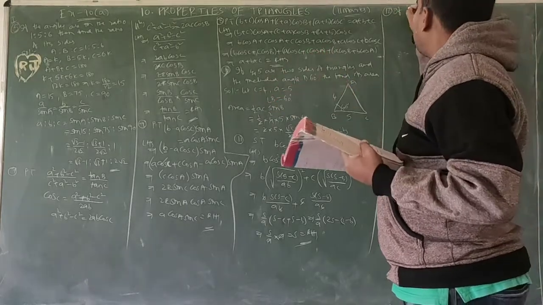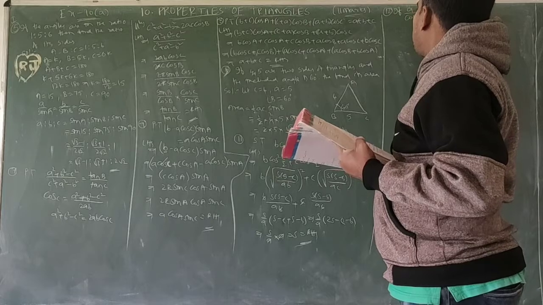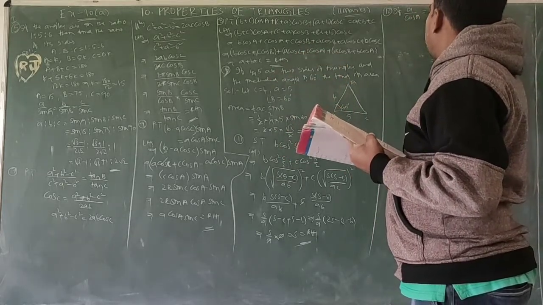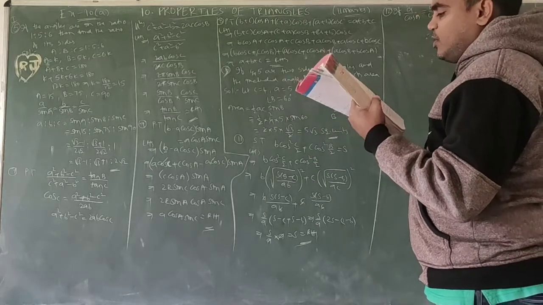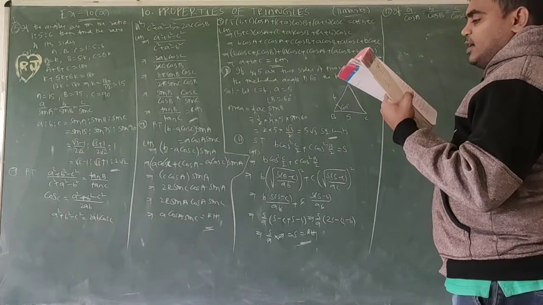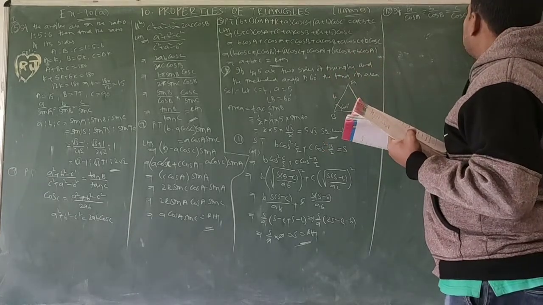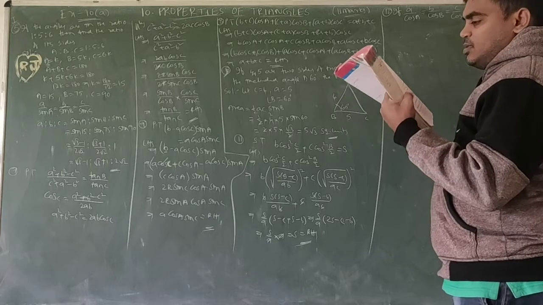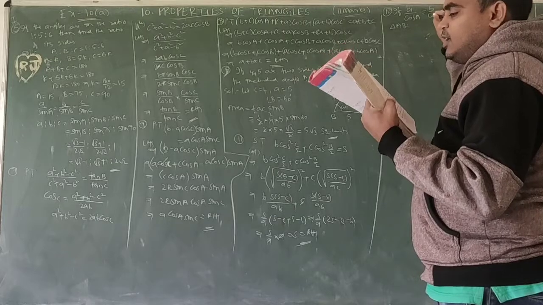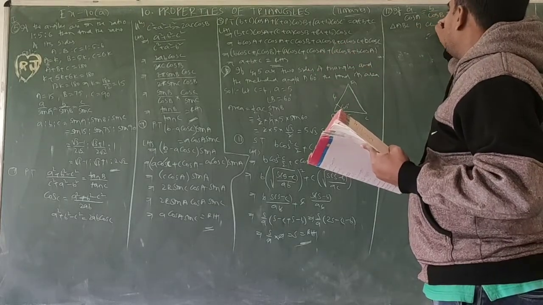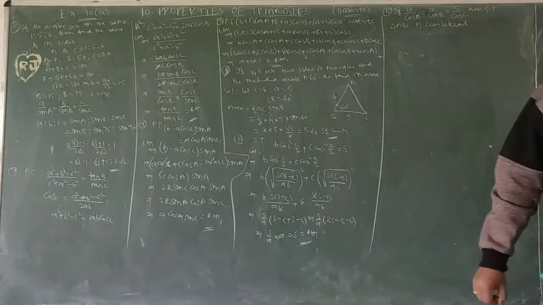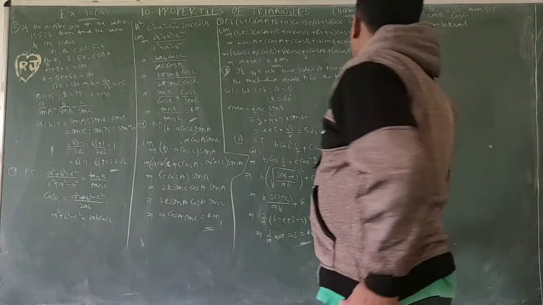If a by cos A equals b by cos B equals c by cos C, then show that triangle ABC is equilateral. Okay, solution.